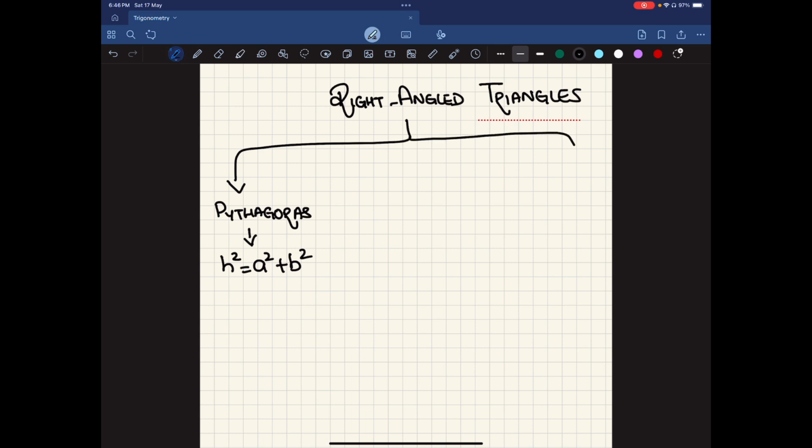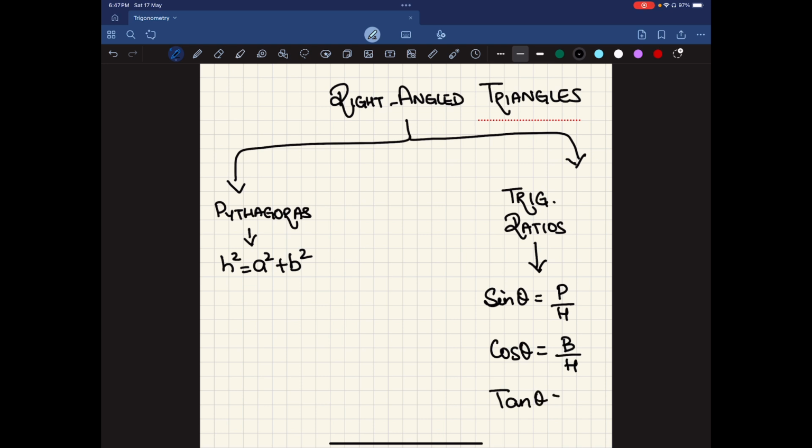And in case the angles are also involved, or even if only lengths are involved, we can use trig ratios, which are what? Sine theta, which is equal to p over h, cos theta, which is b over h, tan theta, which is p over b, right? So you need to memorize these three very essential trig ratios. For that, I'm sure now all of us are proficient in labeling the right angle triangle's sides.